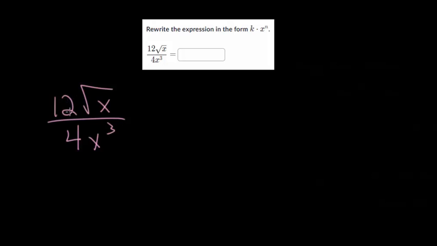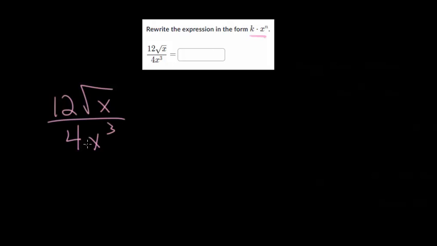And with these, we're going to have some number term out front. Notice the final form here, k times x to the n. So we have to figure out what our constant in front of the variable expression is, and then we also have to simplify the variable expression. So with these problems, you can treat the numbers and the variables separately.